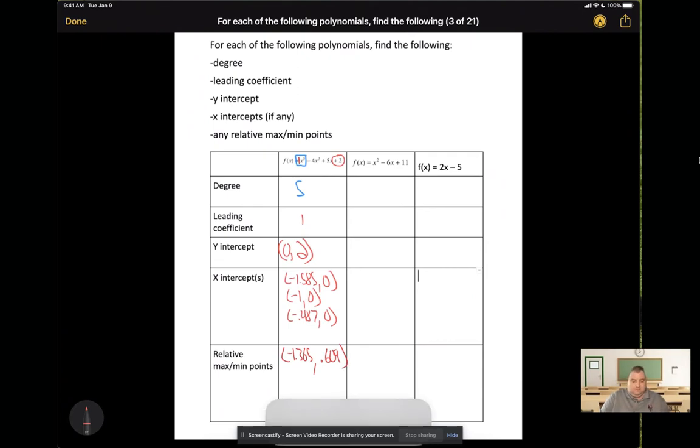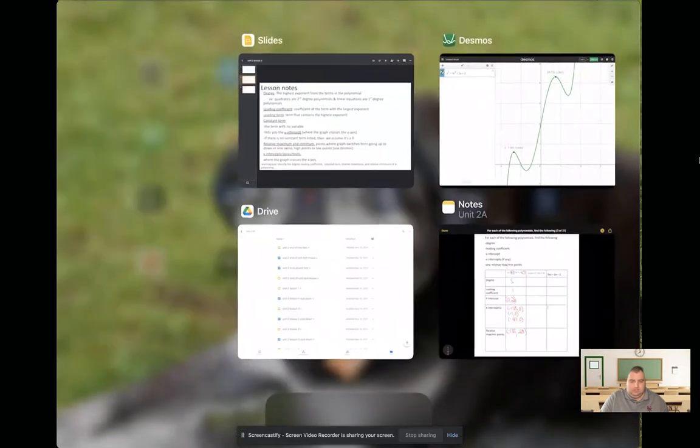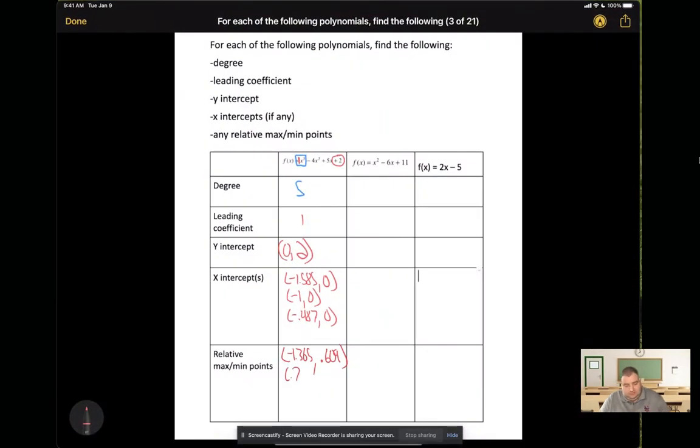Okay. And my second maximum point is up here. So 0.733 and 4.301. So these are maximum points. Okay.